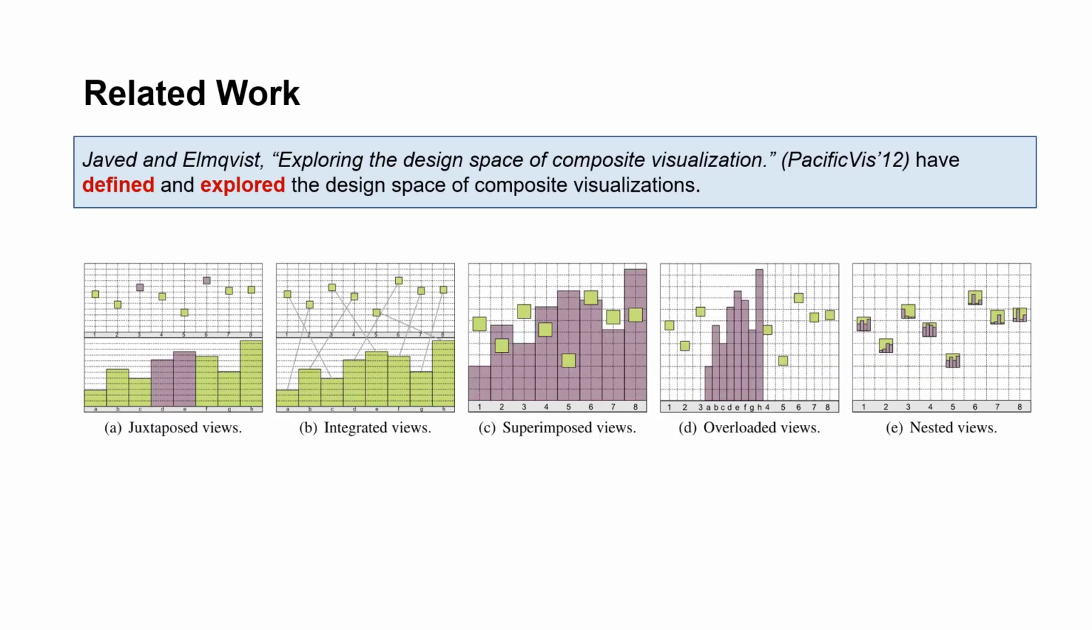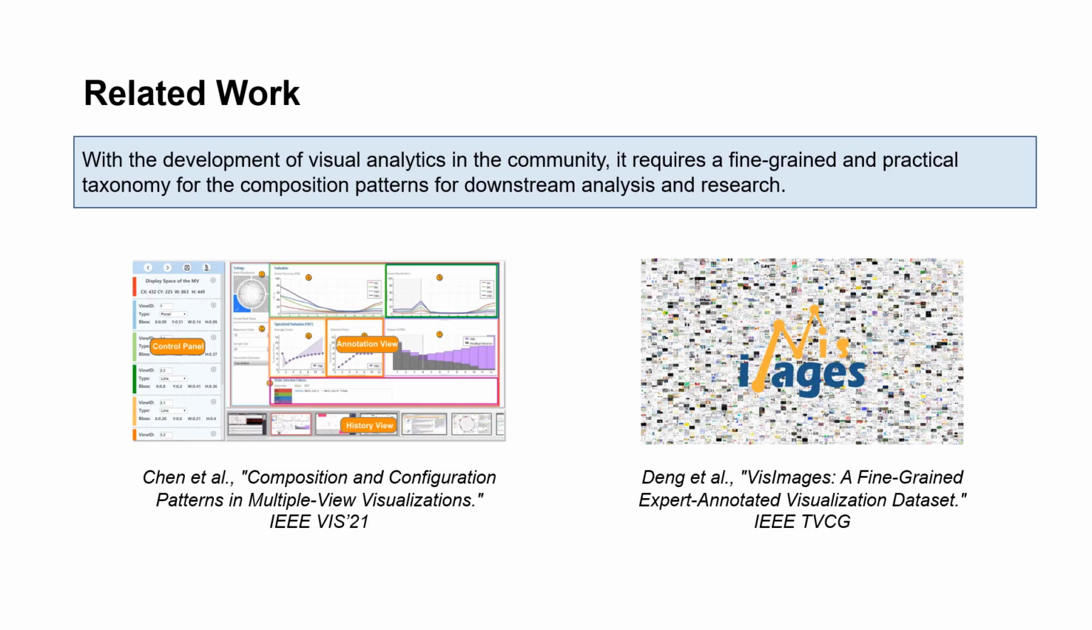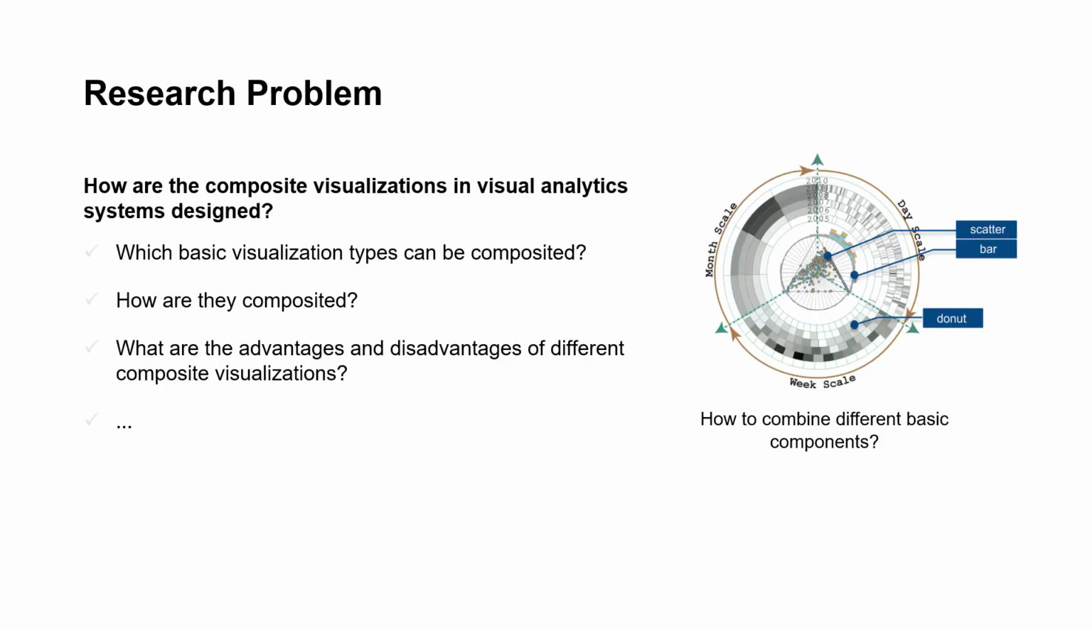Javid and Elmquist have defined and explored the design space of composite visualization in an early publication. Recently, several studies collected and annotated visualization designs from the publications. Reflected by the authors, a key challenge is to identify the exact visualization types for each view, which is usually composed of multiple different visual elements. These studies highlight the importance of revisiting the existing designs and proposing a fine-grained and practical taxonomy for the composition patterns for downstream analysis and research.